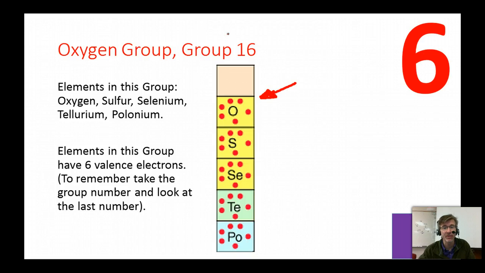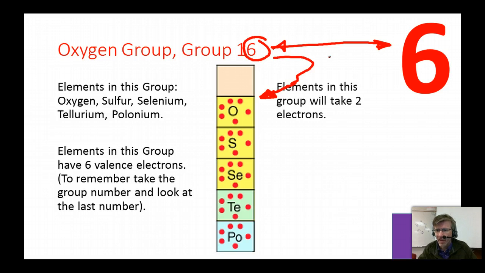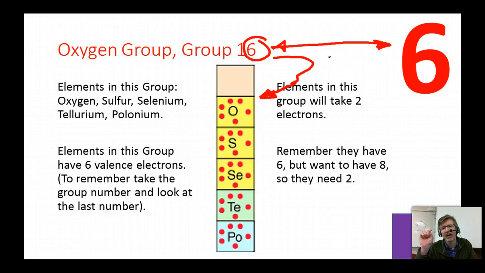That means the elements in this group have 6 valence electrons. In order to remember that, take the group number and look at the last number in the group number. So check this out right here. I'm going to circle it. 6. Elements in this group will take 2 electrons. Remember, they want to be 8. They want to be great. They will take 2. They will not give up 6. So they have 6, they want to be 8, they need 2.